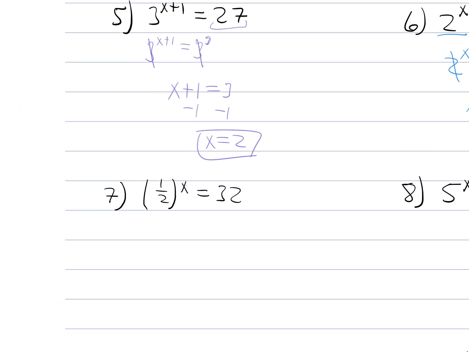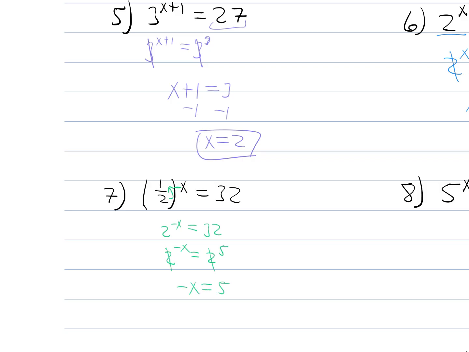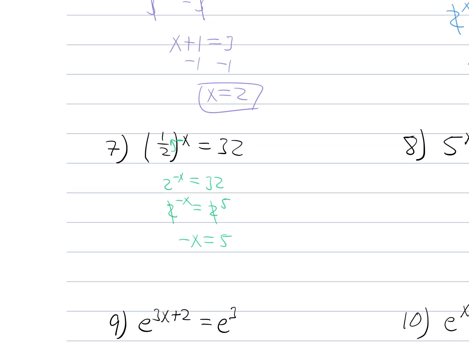All right, next one. I know the fraction might throw a lot of you off, but you can easily make it not a fraction by using some properties of exponents. Now, if you make this x up top a negative x, that's going to bring this 2 up to the top, and it's going to become 2 to the negative x equals 32. And then 32 you can rewrite as 2 to the 5th power. Now that you have the same base, you can cancel them out, and then you get negative x equals 5. You can get rid of that negative in front of the x by multiplying or dividing by negative 1, and you get x is negative 5.